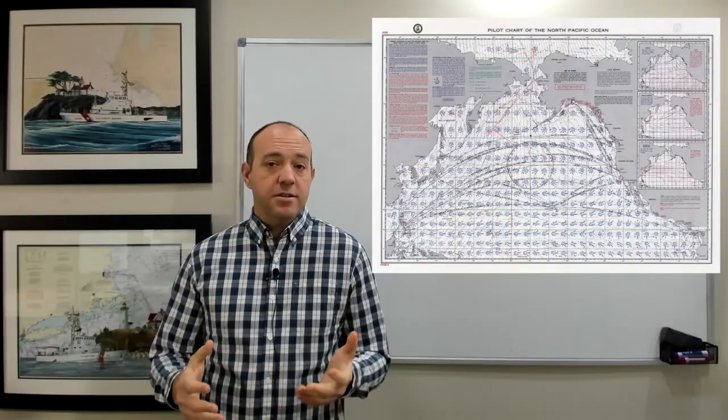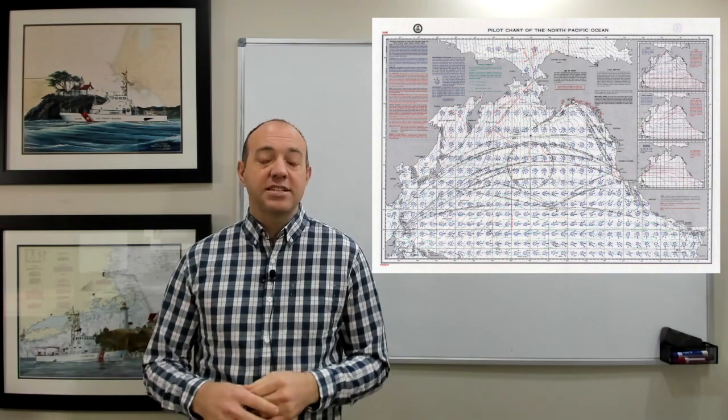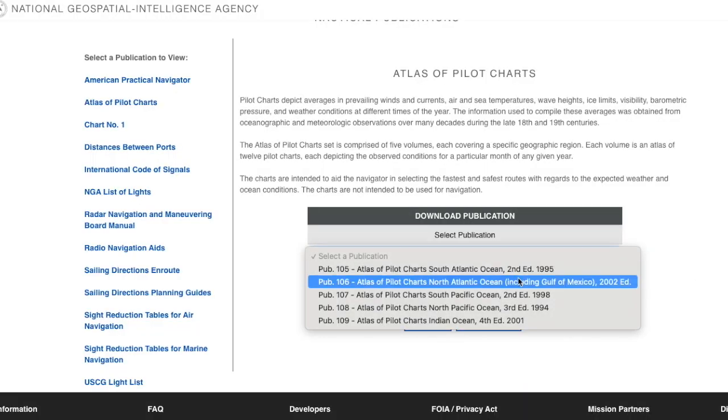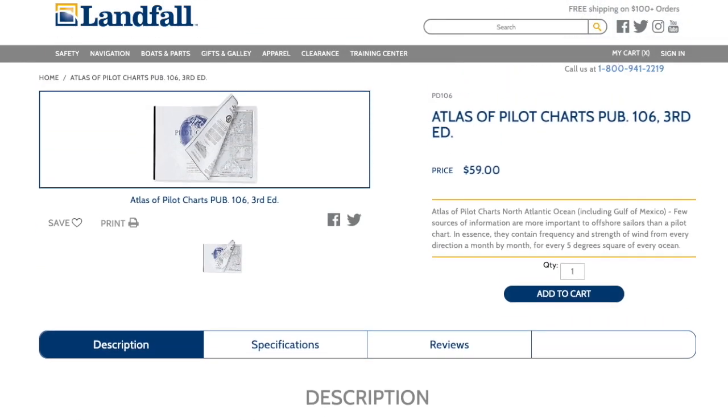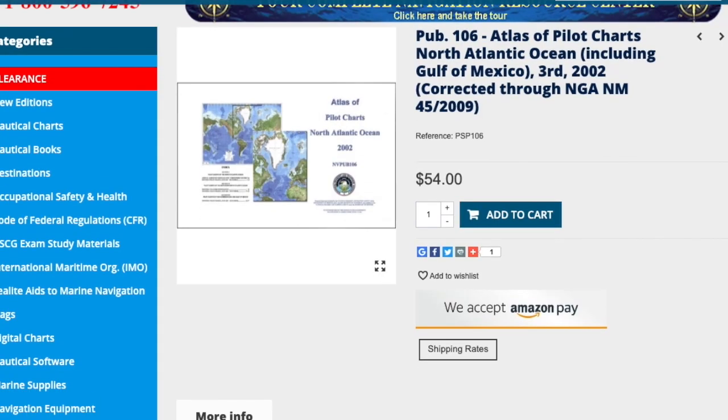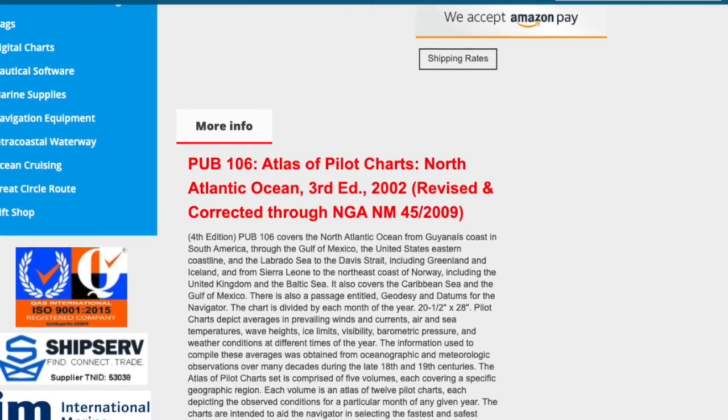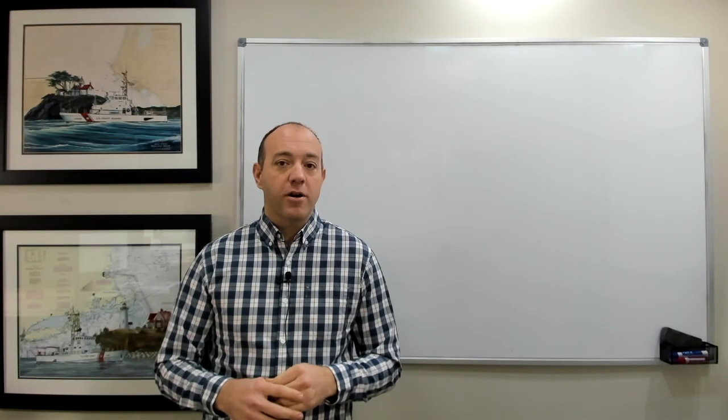In the United States, they're published by the National Geospatial-Intelligence Agency for free download on their website, or you can buy printed copies of them from a variety of proprietors. Finally, there are some commercial products available as well to fill a specific niche in the market.